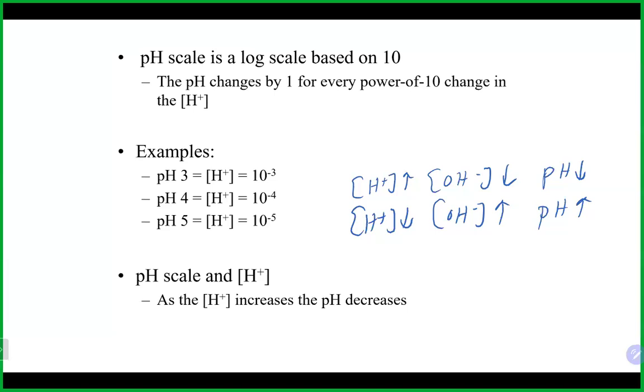Otherwise, if it's slightly above 7, it's going to be slightly basic. Slightly below 7 will be slightly acidic. Any questions on that there?